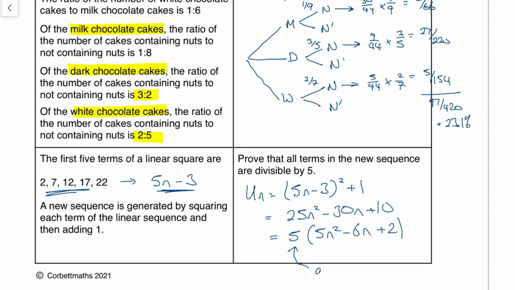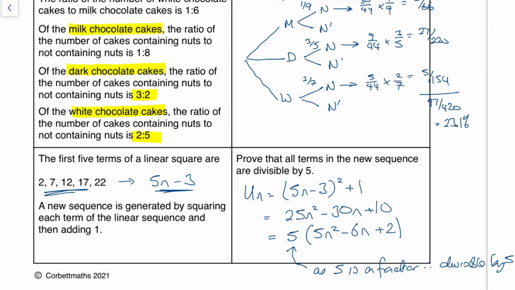And answer the question. So I'm going to say as 5 is a factor, what am I doing? Proving that all terms are divisible by 5, so therefore divisible by 5. Now, as you may have heard me say in other videos, it's a lot looser at GCSE, so you get away with it being a bit less rigorous, but you've got to make sure you're answering the question at the end. Either way, question done.